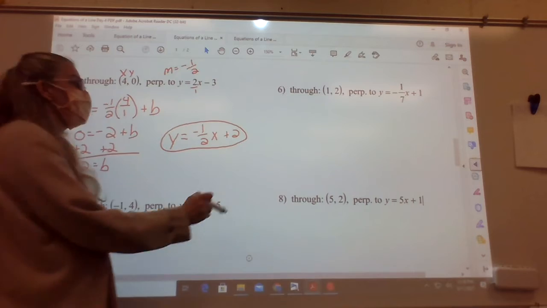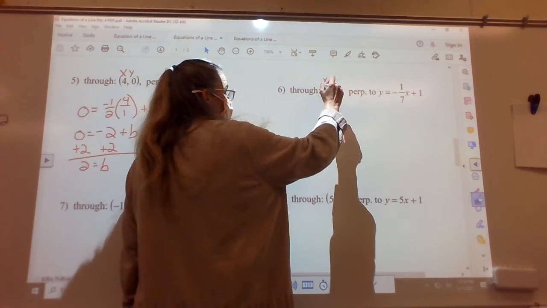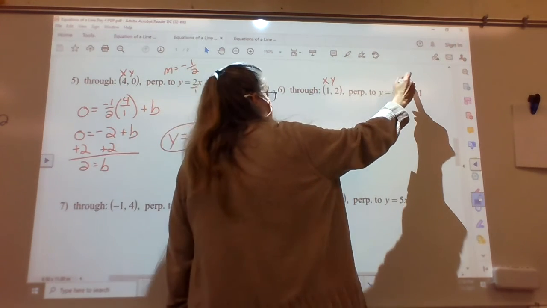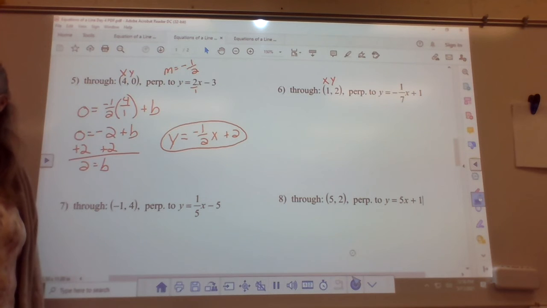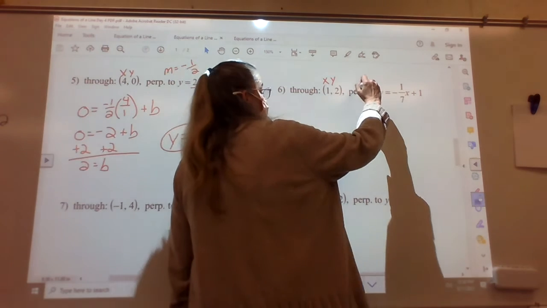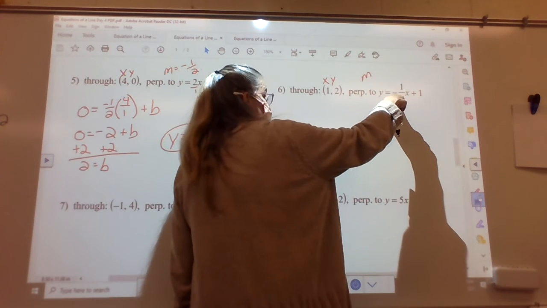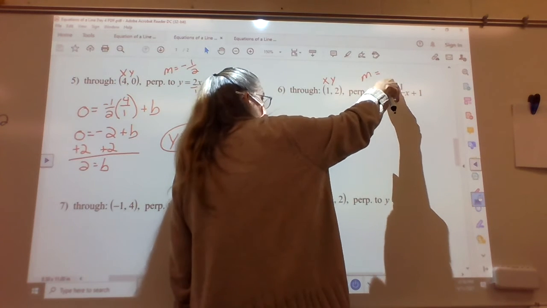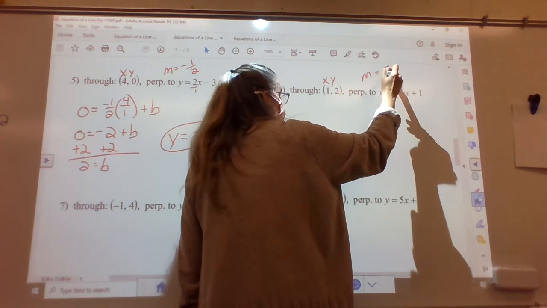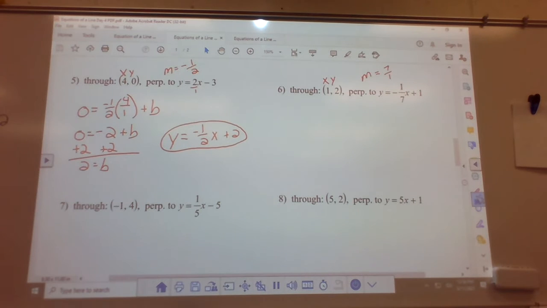So 6. I have an x, I have a y. My original line is a negative 1/7. I want the perpendicular slope. So what would be a perpendicular slope to negative 1/7? 7. I had a negative, change it to positive, change the sign. So I'm going to be positive, flip it over, I'm going to get 7. You can put 7/1 if you want, but it's change the sign, flip it over. Opposite reciprocal.